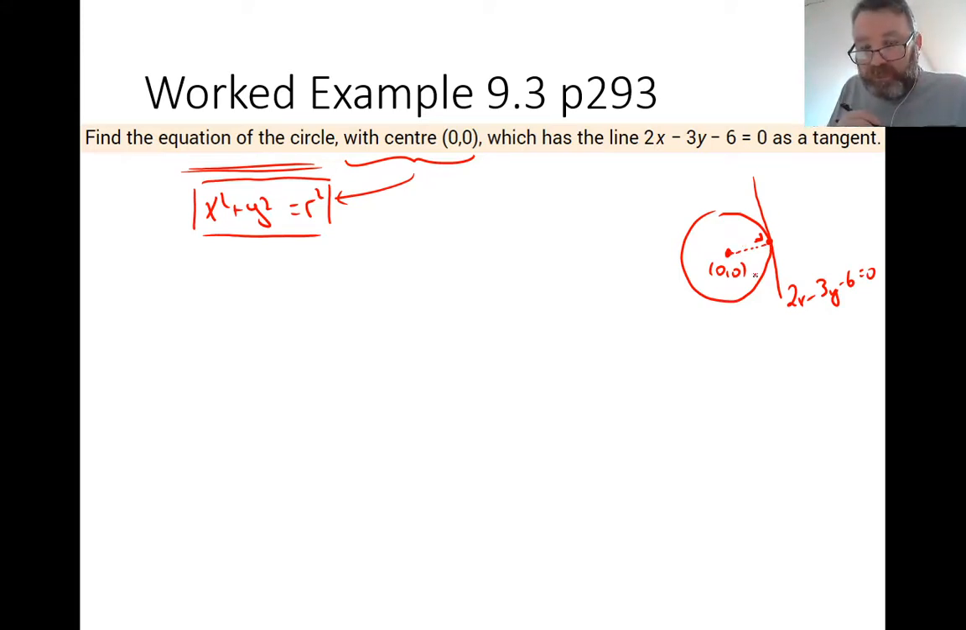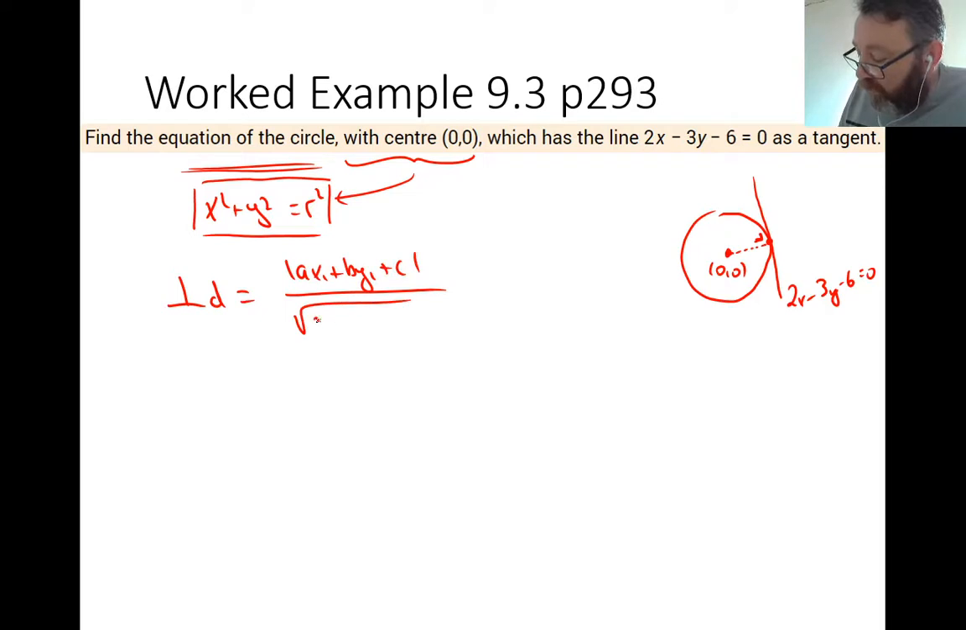Go back to the coordinate geometry of the line chapter. The distance between a point and a line is given by a formula. It's the perpendicular distance, and the perpendicular distance is the absolute value of ax1 plus by1 plus c over the square root of a squared plus b squared. So in other words, if I want to work out the length of the radius, that's all I have to do here. I have to work out how big the radius is. I'm not going to touch x squared and y squared because the center is 0, 0, but I do need to know the length of the radius.